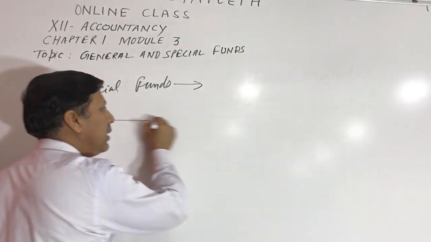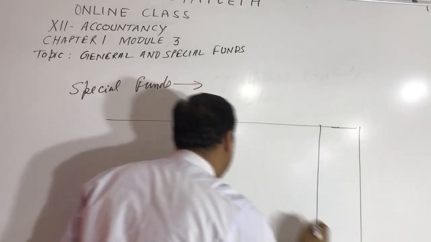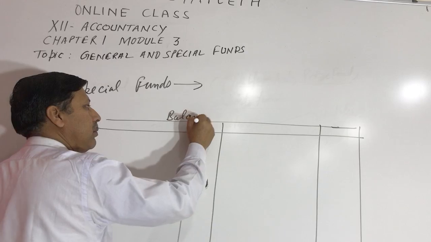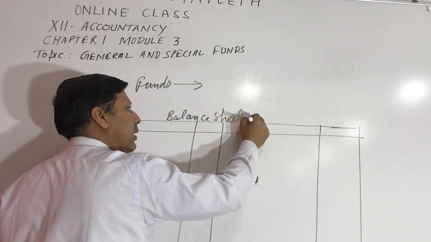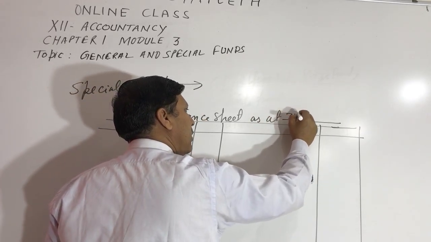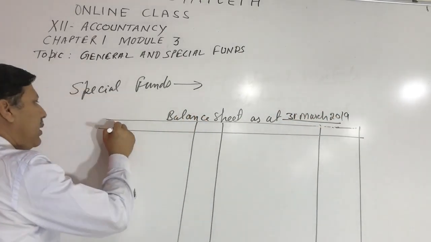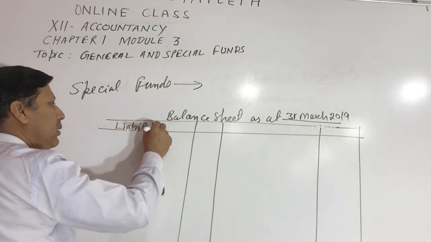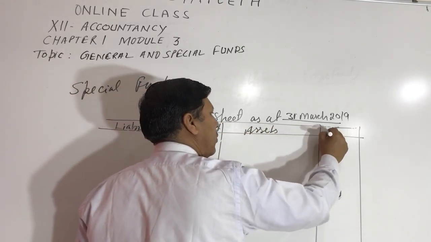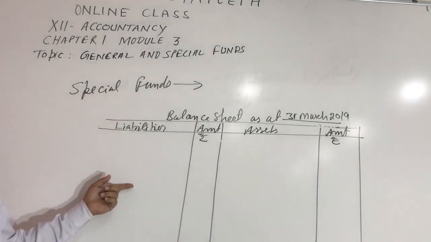This is the balance sheet as at 31st March 2019, with liability amount and asset amount in rupees. So how do we show the special fund in the balance sheet?